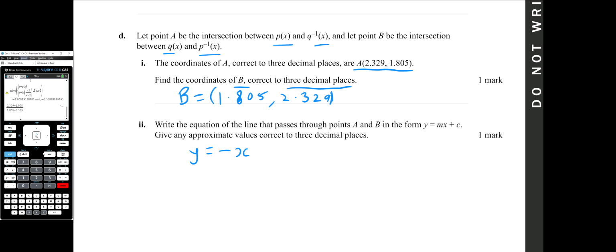Now let's work out the c value. Let's use the point-gradient form of a straight line. Menu 3.1. y minus a y value, 2.329, is equal to the gradient, negative 1, times x minus the respective x value, which was 1.805, and we're solving for y. Let's expand that one. Menu 3.3, expand. There we go. So y equals negative x plus 4.134. And there we have it. The approximate value is correct to 3 decimal places, so that is good to go.